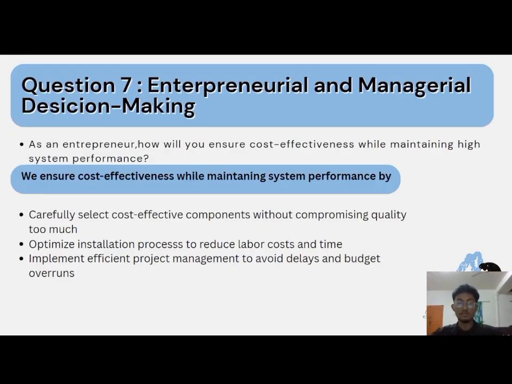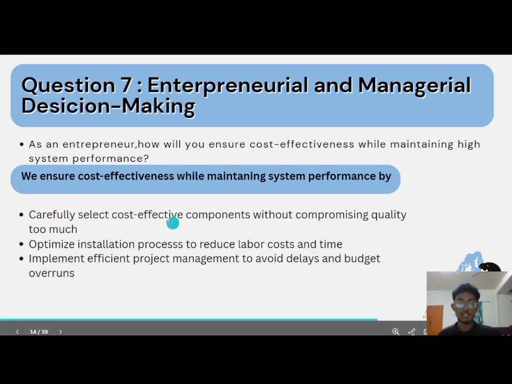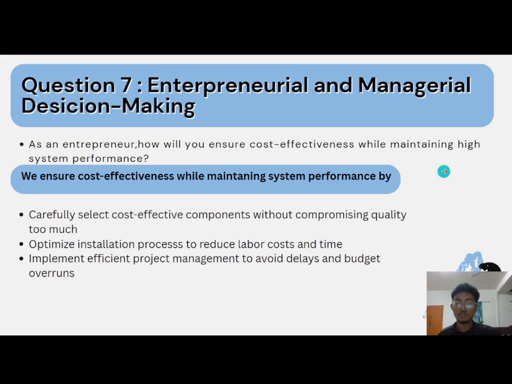For question 7, now I will be presenting our question 7, entrepreneurial and managerial decision making. The first question is, as an entrepreneur, how will you ensure cost effectiveness while maintaining high system performance?